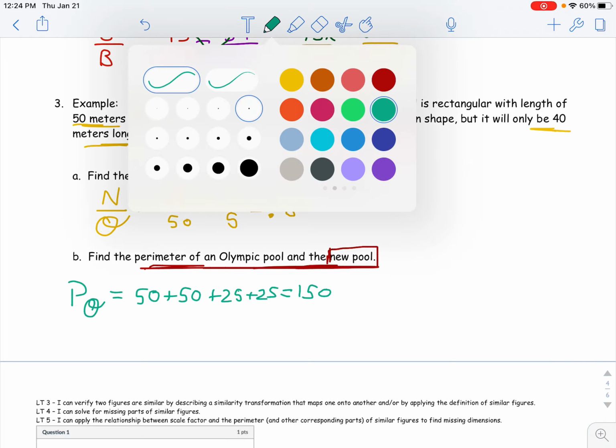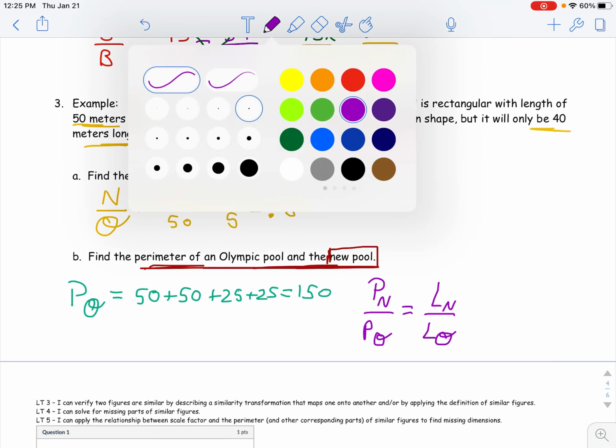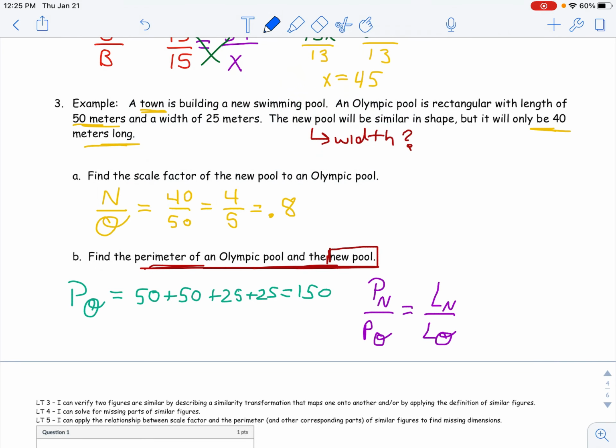And just like how perimeters and side lengths have the same scale factor, the perimeter of the new pool over the perimeter of the old pool is equal to the length of the new pool over the length of the Olympic pool. A lot going on there, but just keeping our work incredibly organized. So the perimeter of the new pool is actually what we're finding. We don't know that, so I called it X. The perimeter of the Olympic pool is 150, and we're actually using the scale factor we were using up in part A.